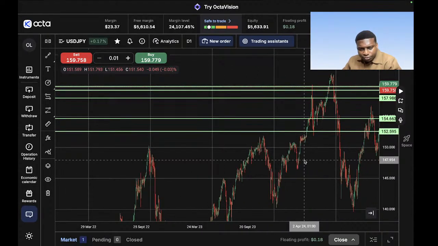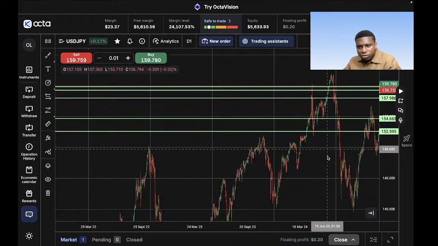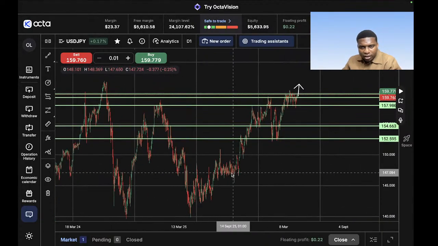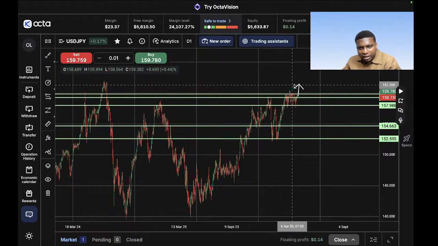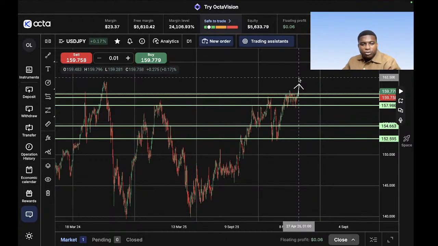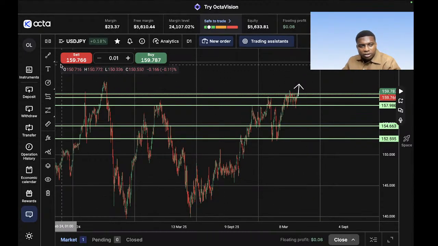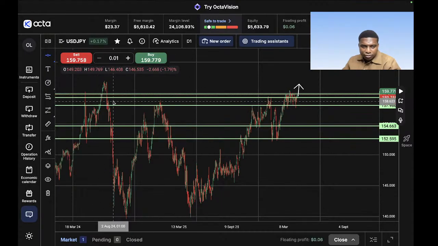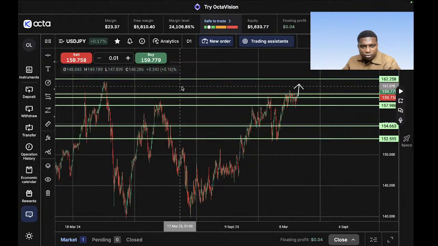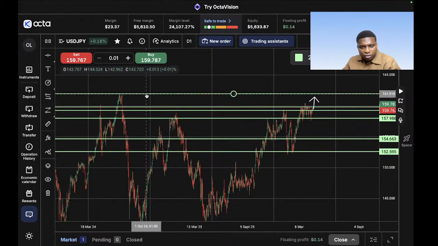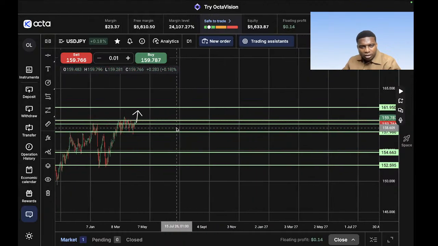And now, in 2023, it went as high as 161. And since 2023 up until now, it has not gotten to that level of 161. So which means if any breakout happens from here, we would be seeing a target at 161. A target at 161.